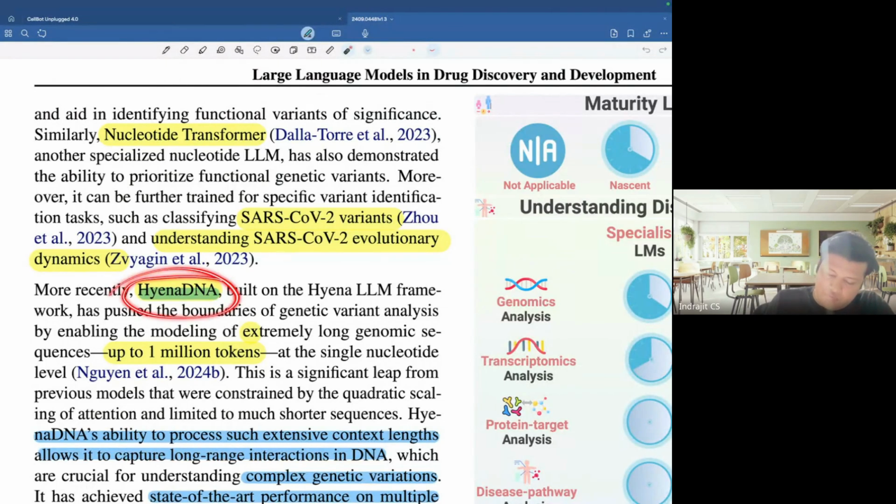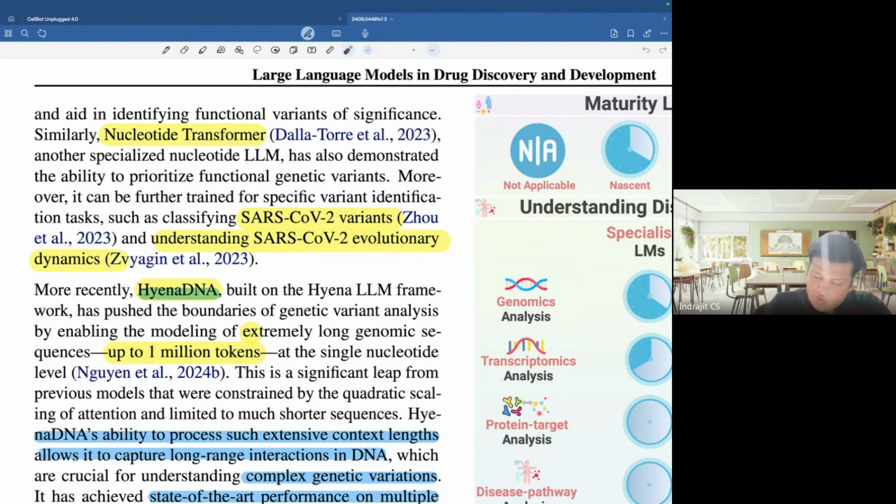Hyena DNA is another popular LLM framework that pushes the boundaries of genetic variant analysis by enabling the modeling of extremely long genomic sequences. You can use up to 1 million tokens to identify genomic sequences. So it takes extremely long genetic sequences, and it is able to predict the next sequence, and so on.